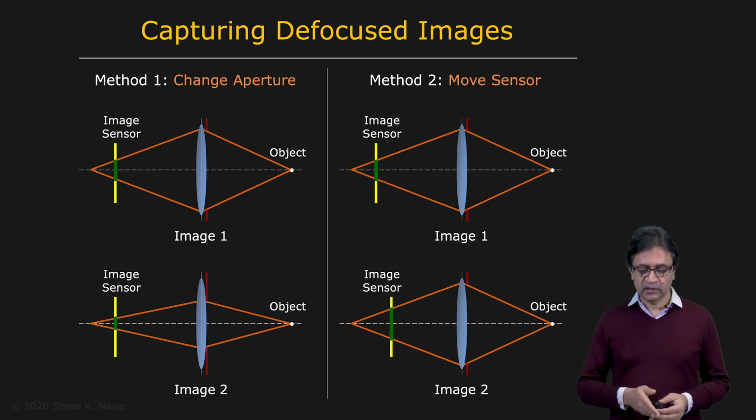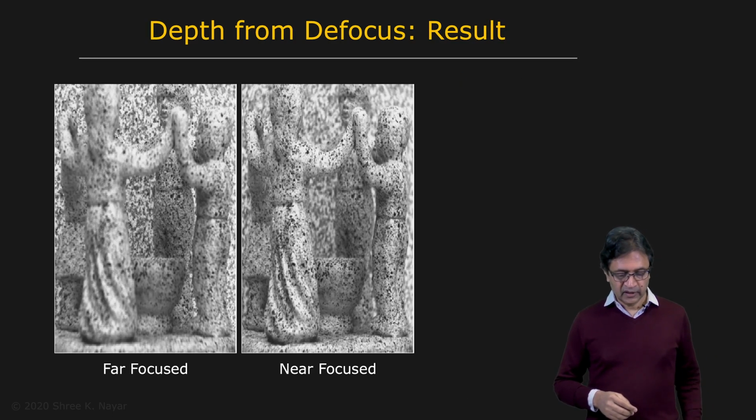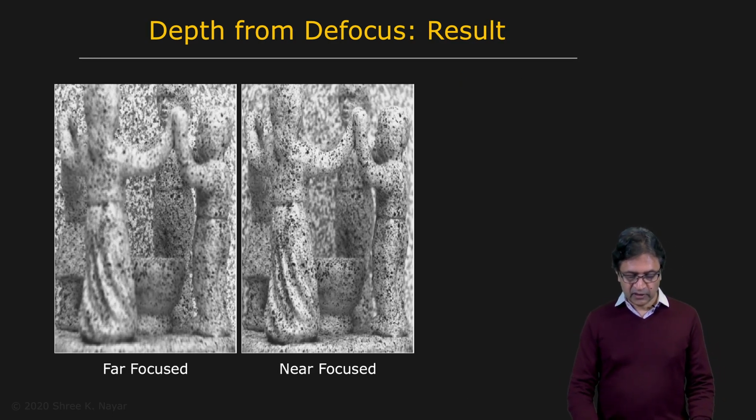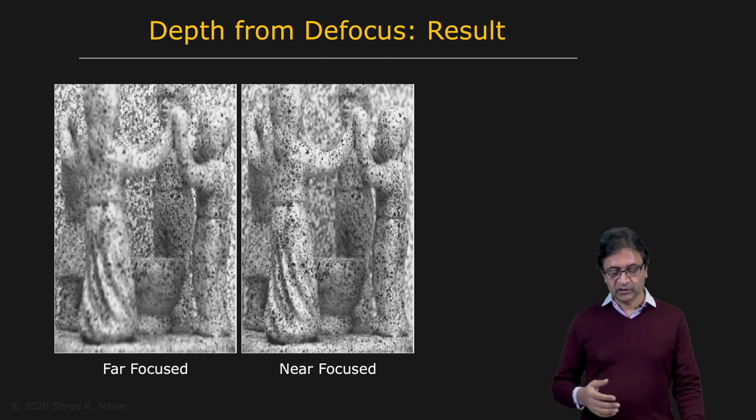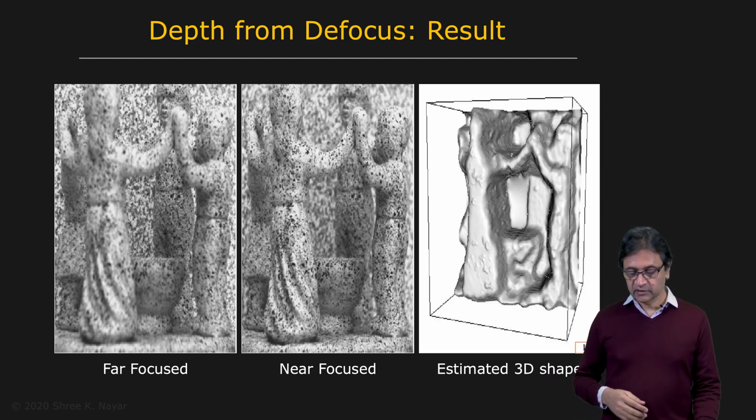So now let's take a look at a couple of example results. In this case, we are actually looking at two images captured by moving the sensor location. This is what we call a near-focused image. You can see that this patch right here is in focus, whereas everything that's farther away from the camera is out of focus. And in this case, you have a far-focused image where you see that this area is focused and things that are closer are actually out of focus. And from these two images, we are able to get this 3D reconstruction of the scene.